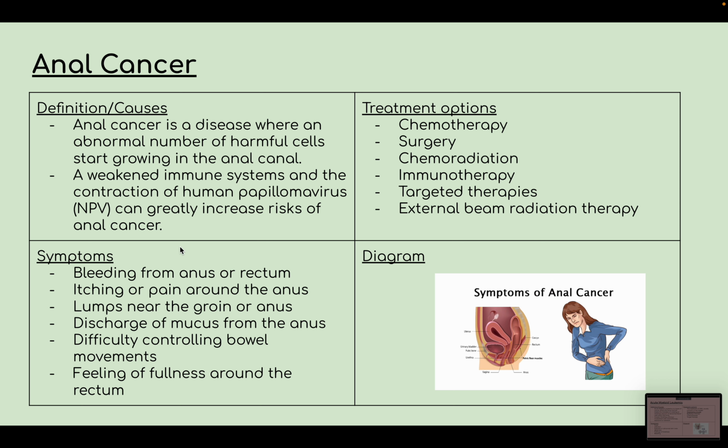Next, we have anal cancer. Anal cancer is where harmful cancer cells start forming typically at the end of the anal canal. Some factors that can increase one's susceptibility to contracting that disease include weakened immune systems or the contraction of the human papillomavirus, which is also known as HPV.